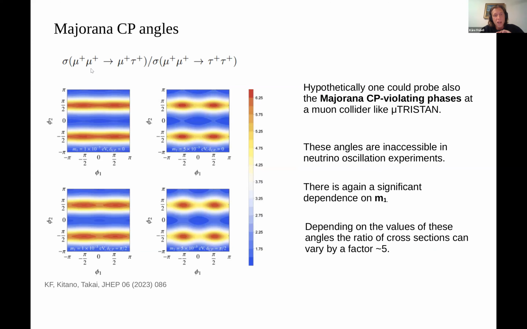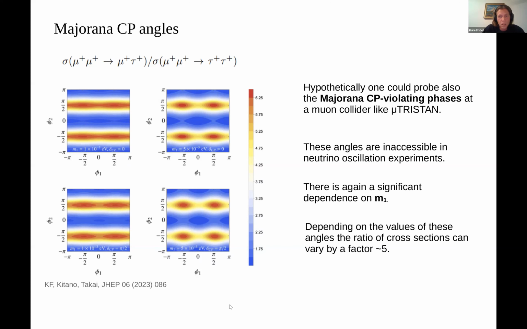The same goes for the Majorana angles. What's shown here is the ratio between the cross-sections of mu to mu tau and mu to tau tau for different values of M1 and the Dirac delta CP. As can be seen, this ratio of cross-sections can change by about a factor of 5, depending on the values of these Majorana angles. So if we observe several different flavor violating modes at mu-Tristan, we can use the ratio to get a hint about what these angles are.